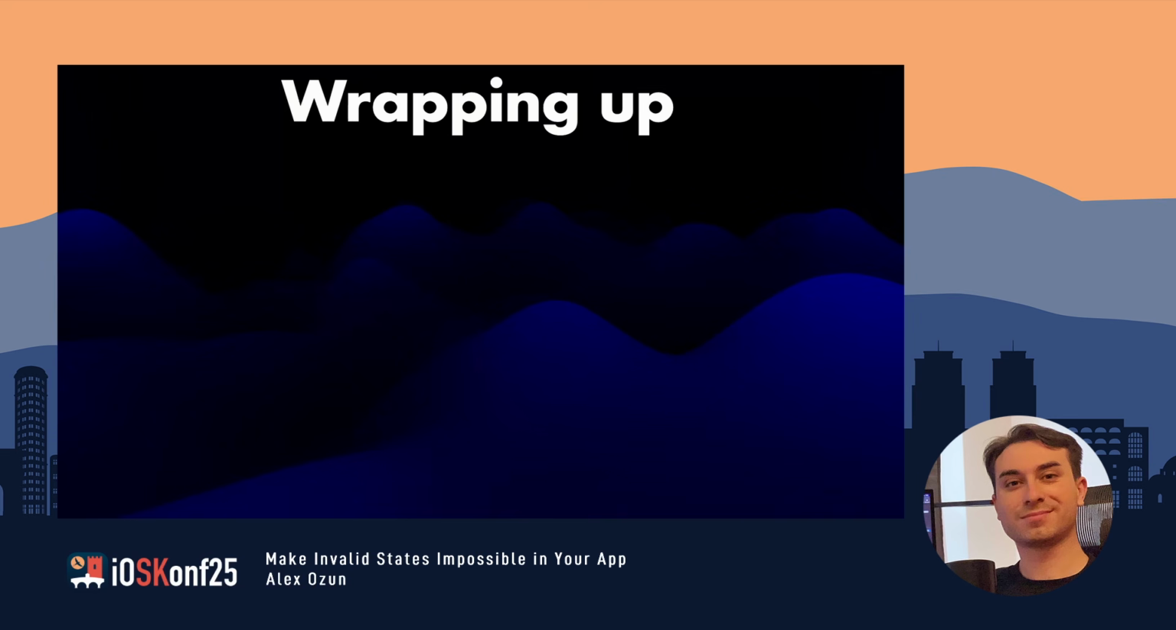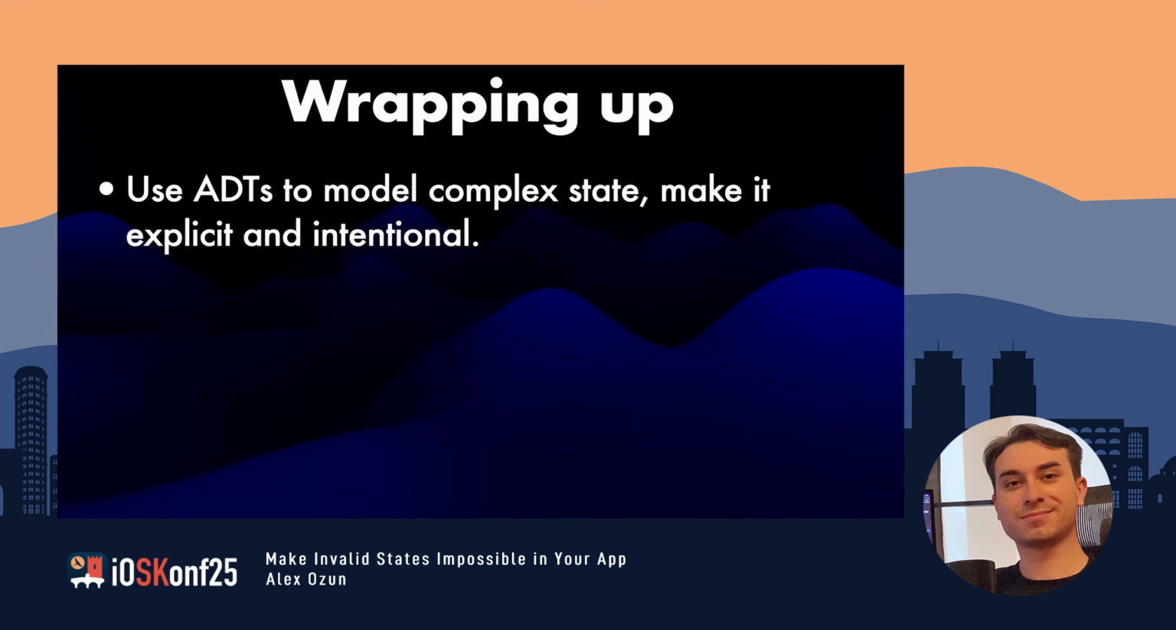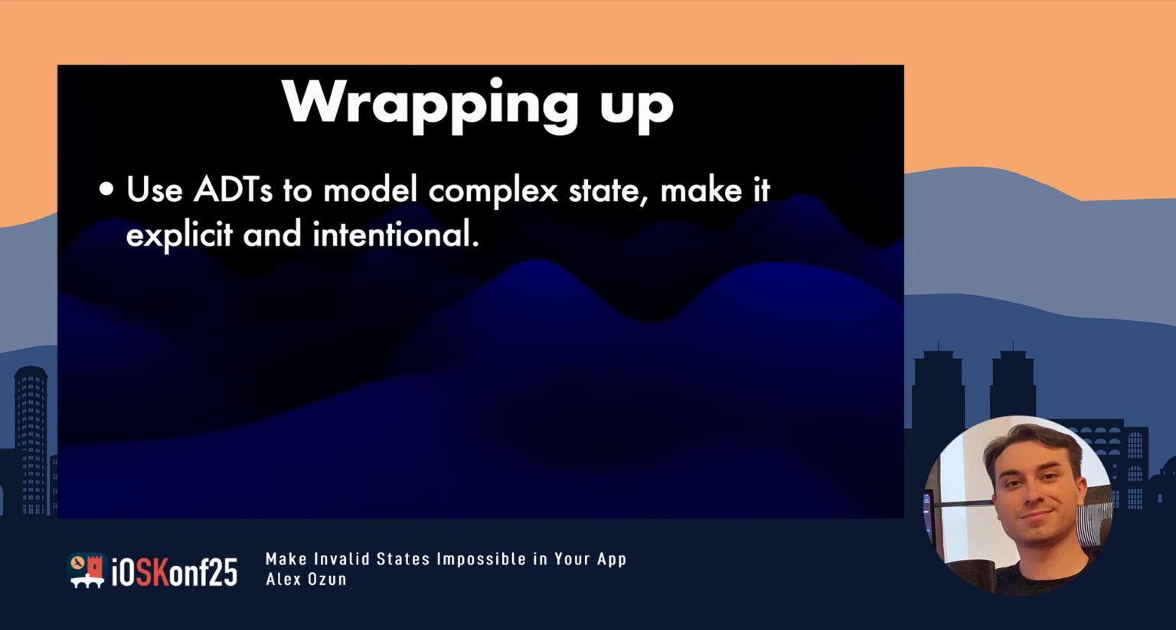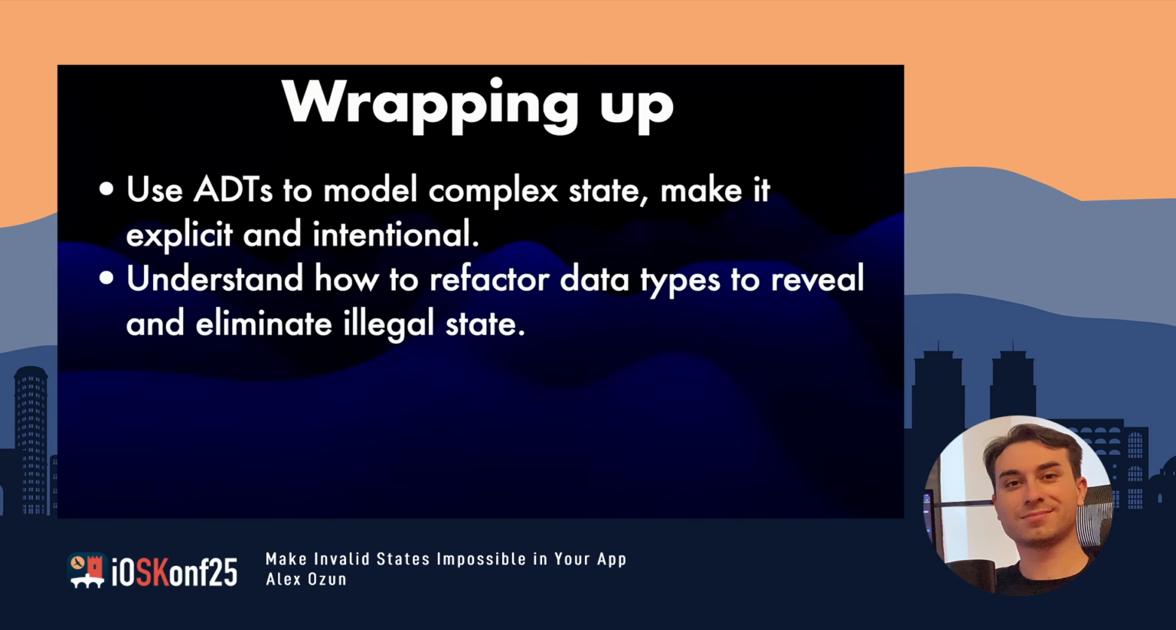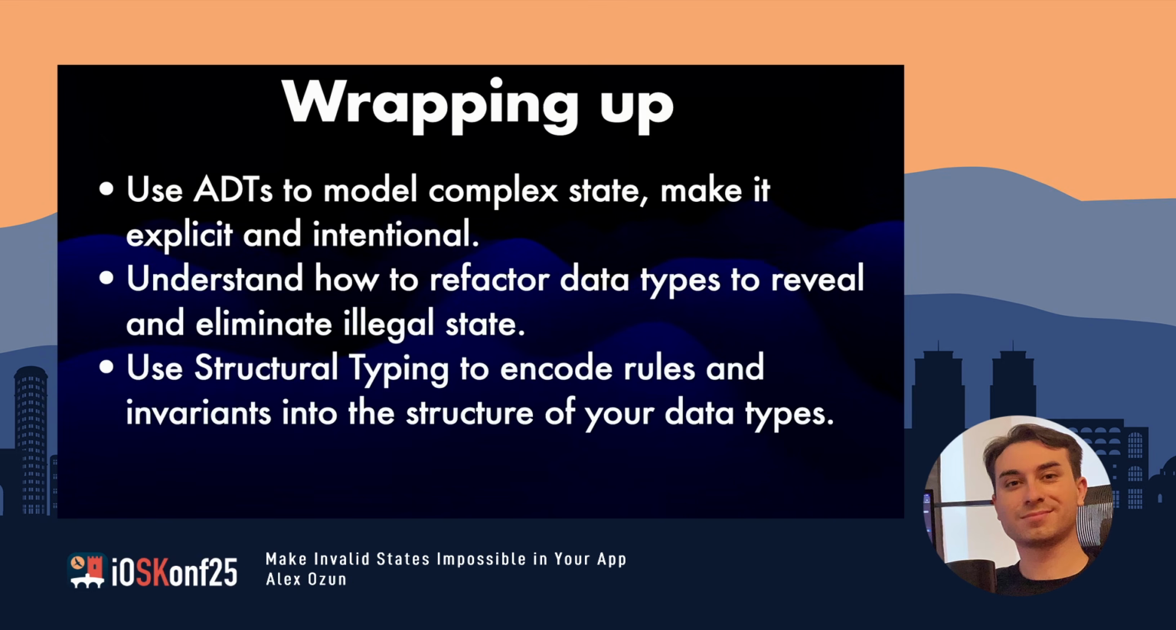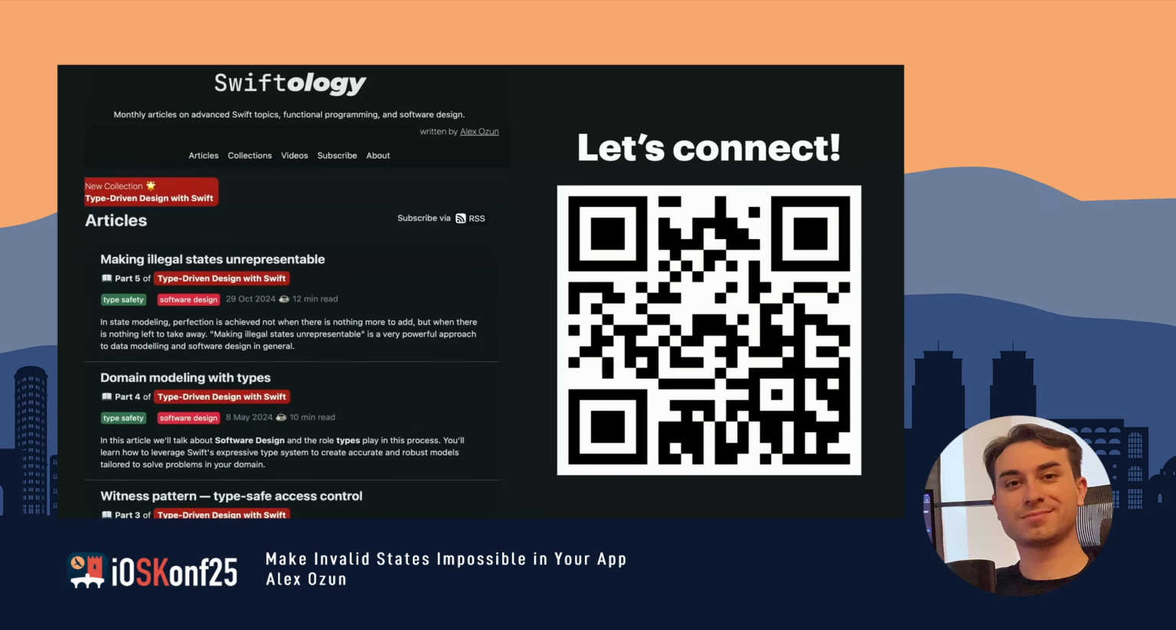So, wrapping up, use algebraic data types, enums, and structs to model complex state. And make your state explicit and intentional. Every time you need to add new state, go back to the drawing board and reconsider. Does the current structure still satisfy your requirements, or do you need to refactor it? Understand how to refactor data types to reveal and eliminate illegal states. And use structural typing as well as nominal typing to encode rules and invariants into the structure of your data types themselves. So that is all.